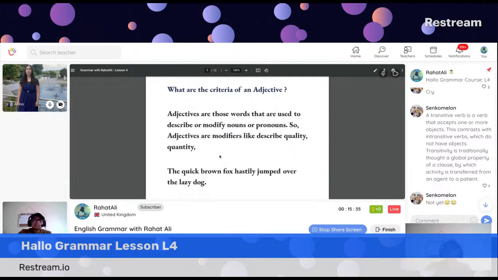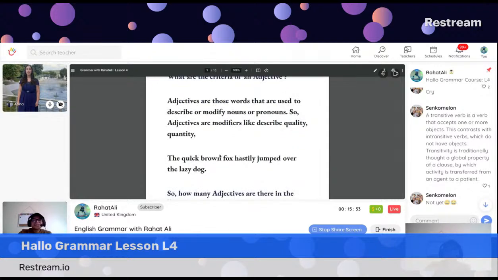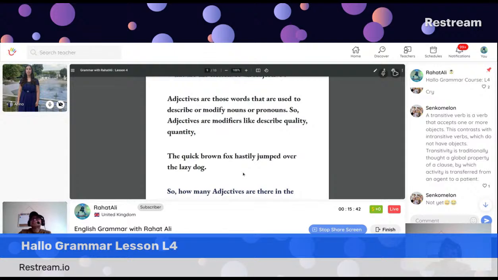Can you read out this sentence? The quick brown fox. How is it pronounced, the verb? Hastily. Hastily jumped over a lazy dog. Okay, this sentence has a unique description as well. I'm going to share with you guys.